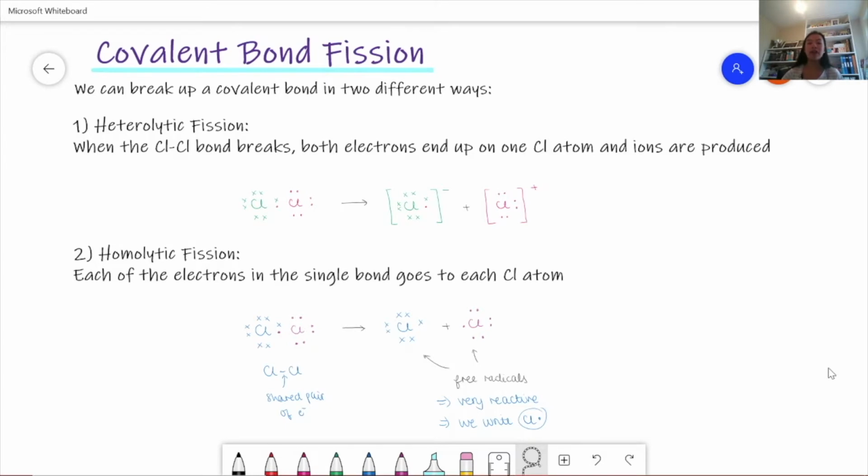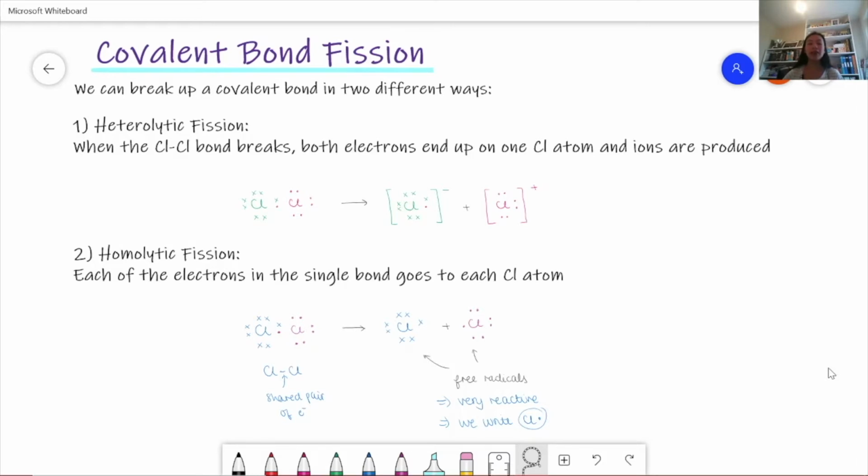So the chlorine on the left has managed to get both of the electrons because they used to share the electrons in the covalent bond, and one electron came from each one of the chlorine atoms, but the one on the left has now ended up with both of the electrons, so it's turned itself into a negative ion, whereas the one on the right has lost both of the electrons, so it's lost one electron that it had originally, and so it becomes a positive +1 ion.